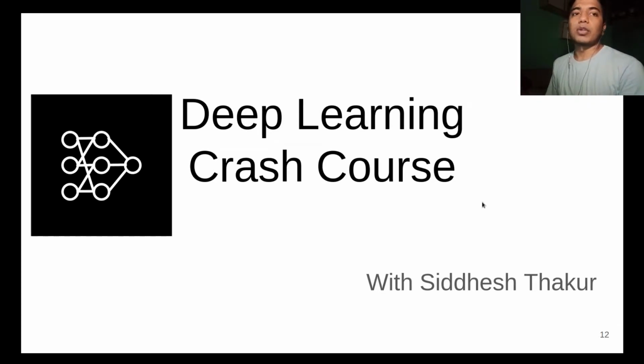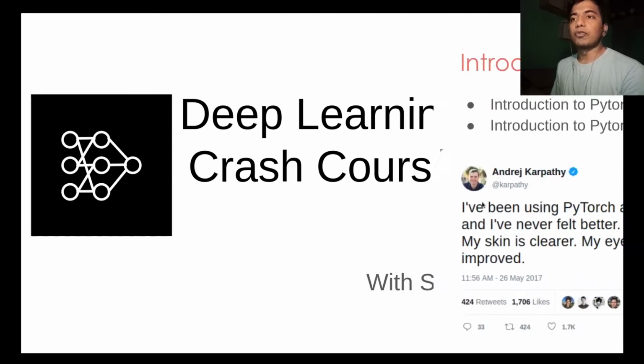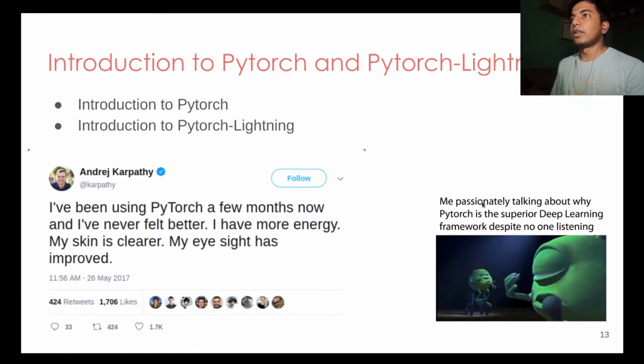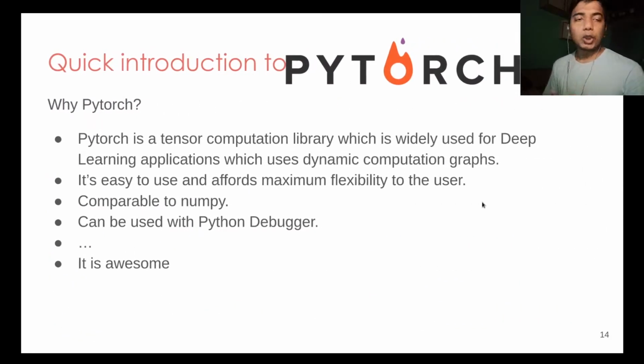And today we are going to be discussing a few elements of PyTorch and PyTorch-Lightning as the frameworks that we are going to be using moving forward. As you all know, Andrej Karpathy has been contributing to computer vision over the past 8 years quite a lot, and this is just a tweet that he mentioned about PyTorch, which I consider pretty awesome. Anyway, moving forward, why should we use PyTorch?